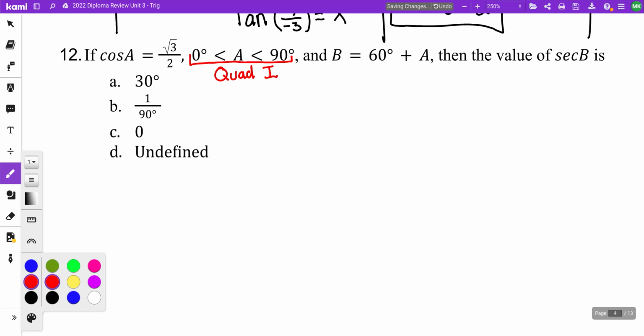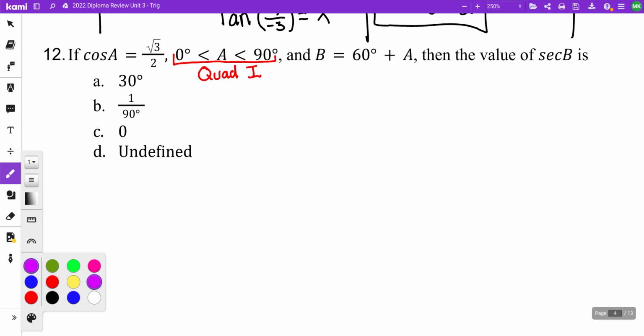They're saying that you're in quadrant 1. You're in between 0 and 90. That's the first quadrant. And B equals 60 degrees plus A, then the value of secant B is. Okay, working this thing backwards a little bit. I'm trying to find secant B. That means I need to figure out what B is. I couldn't tell you what secant of B is if I don't know what B is. I need to figure out that angle.